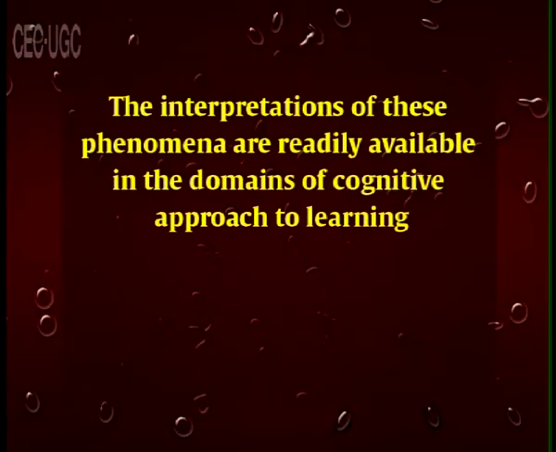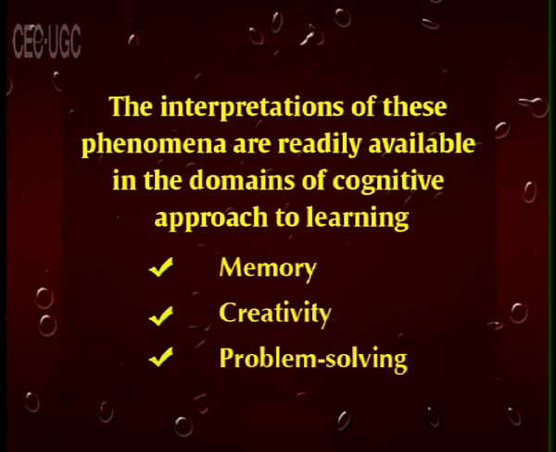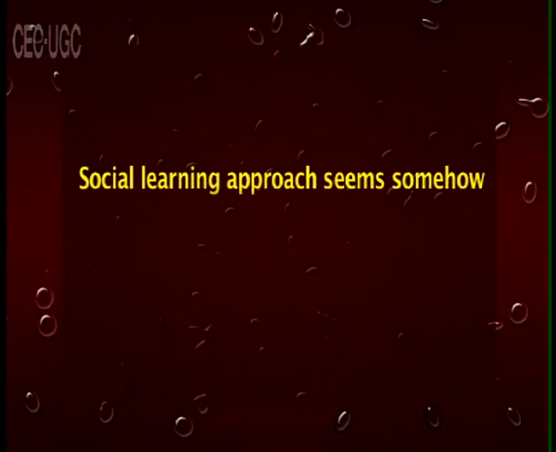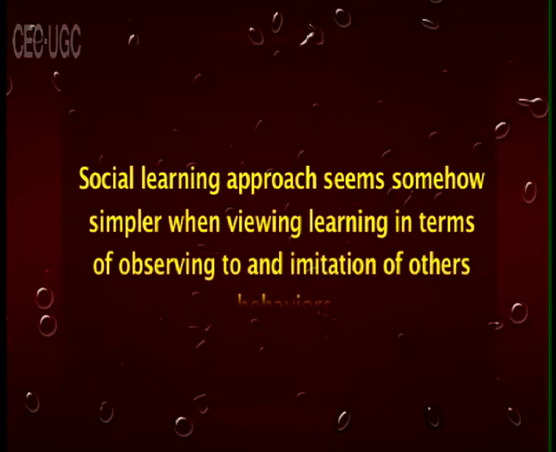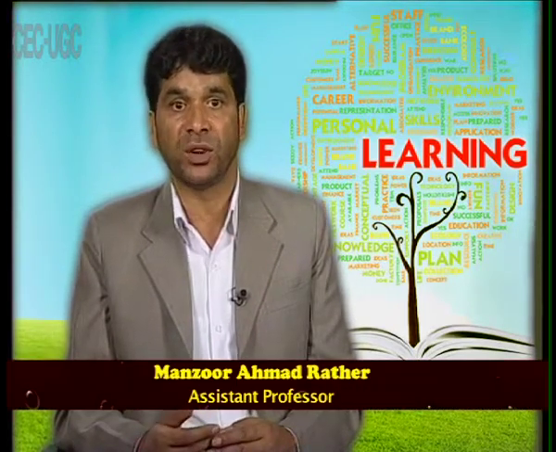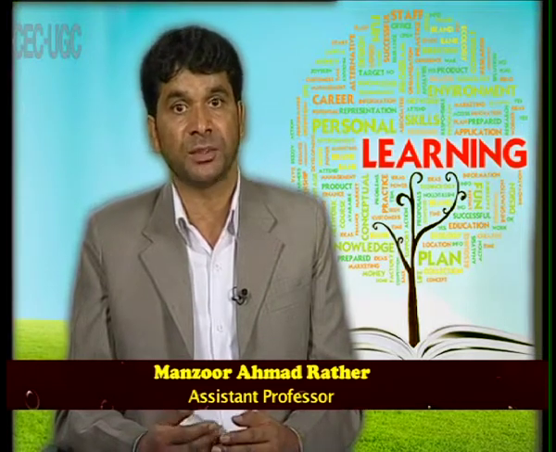The interpretations of phenomena like memory, creativity, and problem solving are readily available in the domain of the cognitive approach to learning. The social learning approach seems somehow simpler when viewing learning in terms of observing and imitating others' behaviors. The humanistic orientation gave learning a broader meaning by viewing it from the perspective of the unlimited human potential for growth, and constructivism looks at learning from the learner's own discovery of knowledge and understanding.